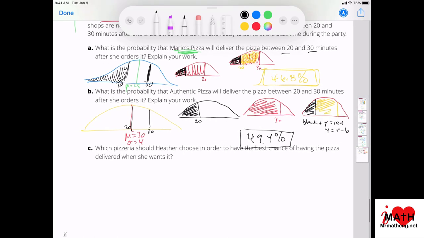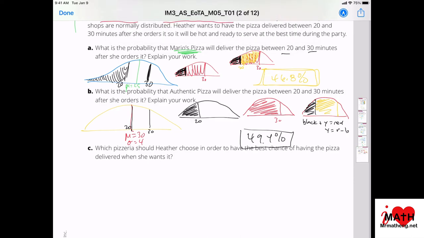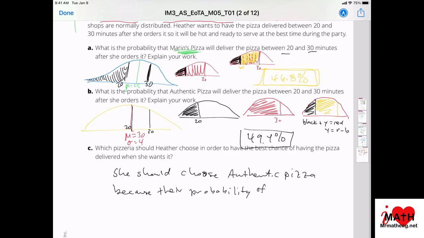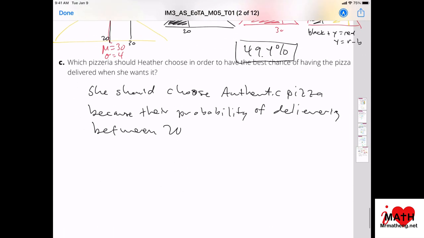Which pizzeria should Heather choose to order to have the best chance of having the pizza delivered when she wants? Well, I want a higher percentage that they can get me the pizza between 20 and 30 minutes. So which one is higher? That would be Authentic Pizza. She should choose Authentic Pizza because their probability of delivering between 20 and 30 minutes is a little higher than Mario's Pizza.